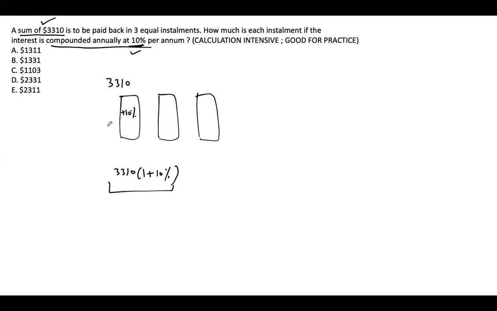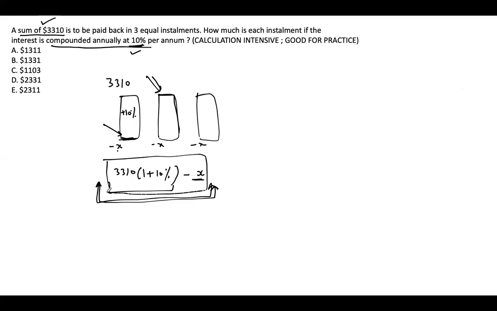This would be the total value at the end of the first year, and you are paying your first installment then, let's say X. You're paying X here, X here, X here; there are three equal installments. So this is the amount after you have paid X, your first installment. What is the principal for this year? 3310 into 1.1 minus X is going to be the principal.